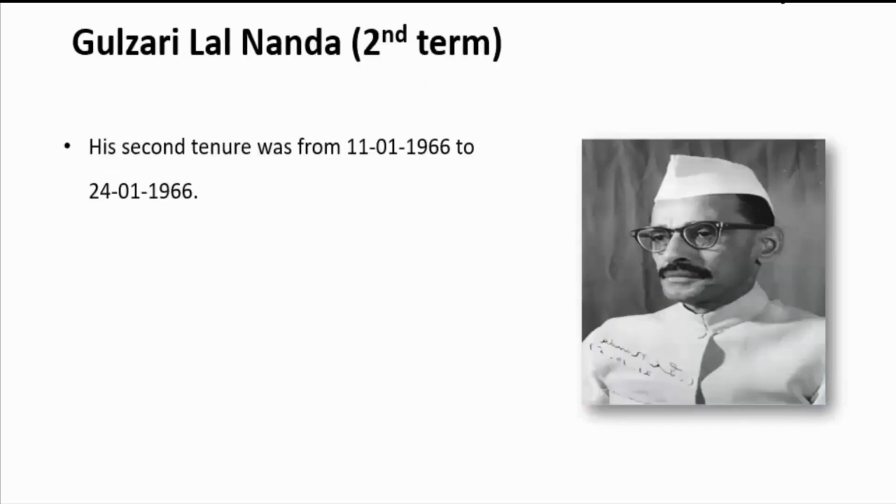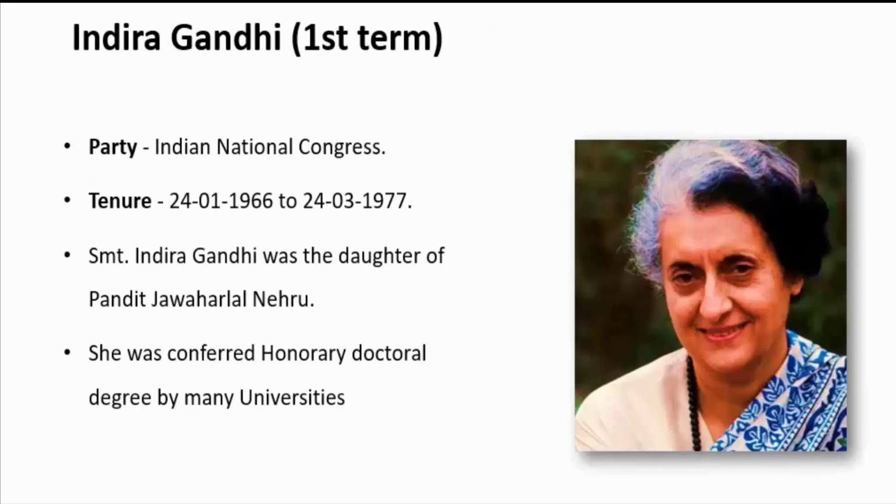Then next we have the second term of Gulzari Lal Nanda ji, and his second term was from 11th January 1966 to 24th January 1966. That is again for 13 days. So now we are going to talk about the first term of Indira Gandhi ji as the Prime Minister of India. She was from Indian National Congress and her tenure was from 24 January 1966 to 24th March 1977. And we all know that she was the daughter of Pandit Jawaharlal Nehru, who was the first Prime Minister as well as the longest serving Prime Minister of India.